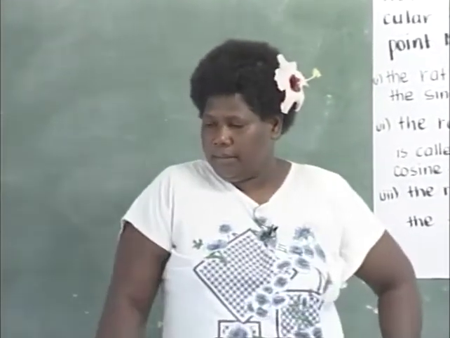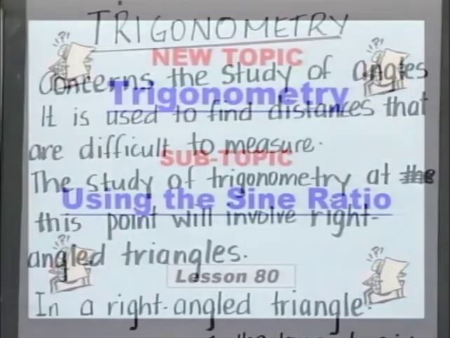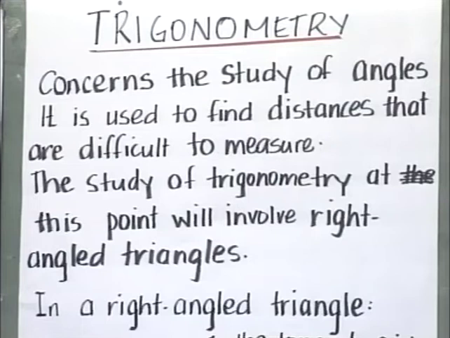All right then, if there is no more question, we'll go on to the new topic which is on trigonometry. I'll just explain a little bit. What we will do is to use the sine ratio to find lengths and angles of right angle triangles. Trigonometry concerns the study of angles. It is used to find the distances that are difficult to measure.